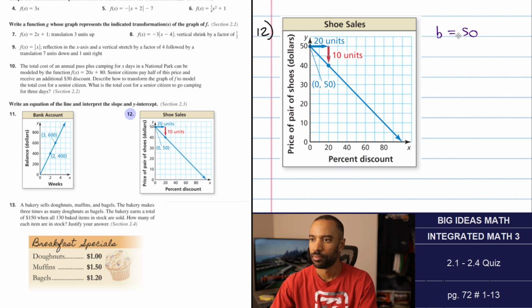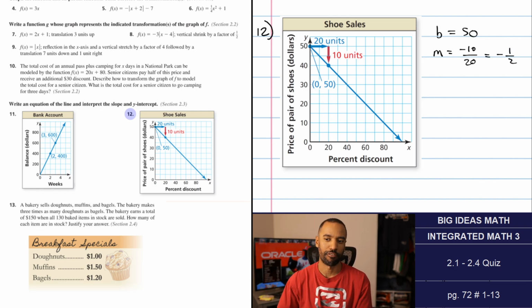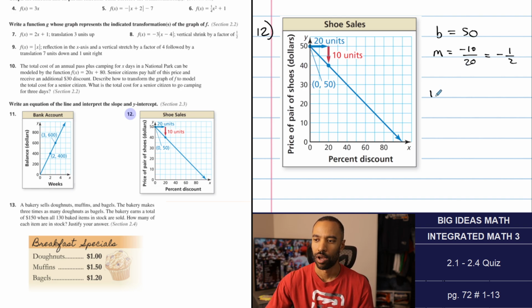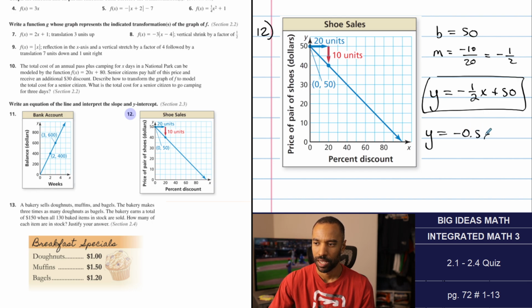Is that purple? Give me a second. So the slope is a fall of 10, noted in red, with a run of 20, which is negative 1/2. We can either write it as negative 1/2 or negative 0.5. It depends on what we're going to be talking about for the problem. So one version of the equation could be y equals negative 1/2 x plus 50, or we can write y equals negative 0.5 x plus 50. It really depends on what we're talking about.